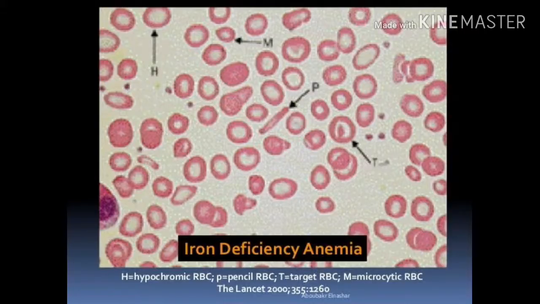Your blood smear will show microcytic as well as hypochromic cells due to the hemoglobin defect in iron deficiency anemia. So these will usually present as pencil cells as well. These are basically flat cells with low osmotic fragility in most cases.